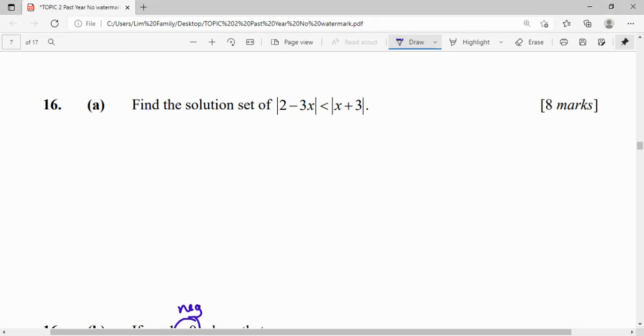So for question 16a, they are testing you on the modulus both sides for inequalities concept. For this concept, we can solve it by squaring both sides. First of all, we change the sign of modulus to square root and square, and we're going to square both sides to get rid of the square root.